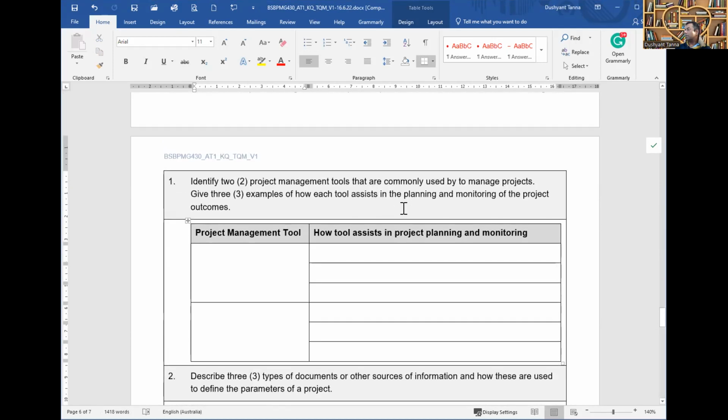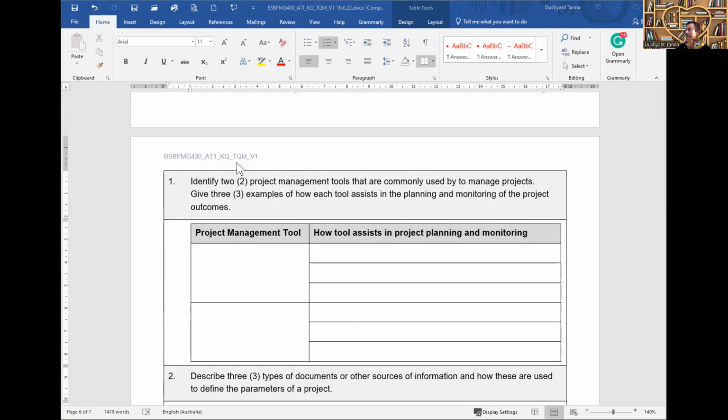Come to page 6. Question number 1. Identify 2 project management tools that are commonly used to manage projects. Give 3 examples of how each tool assists in the planning and monitoring of the project outcomes. Okay, 3 examples of project management tool.